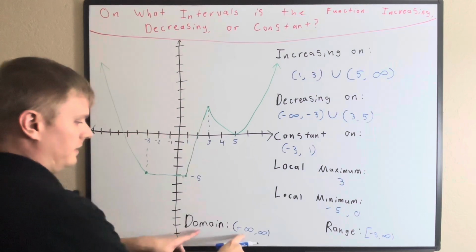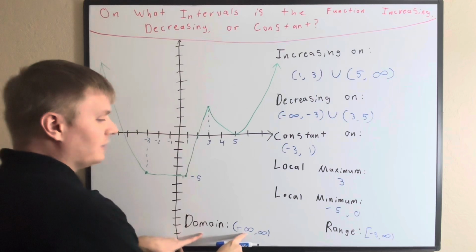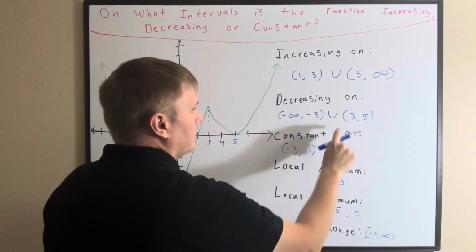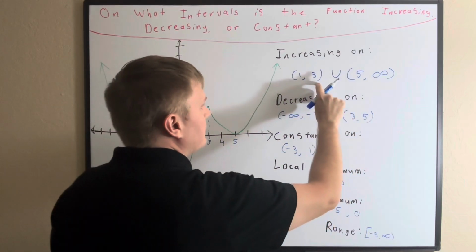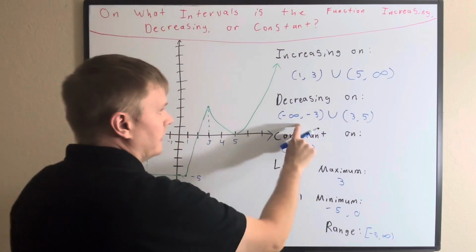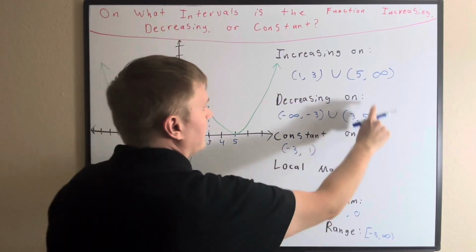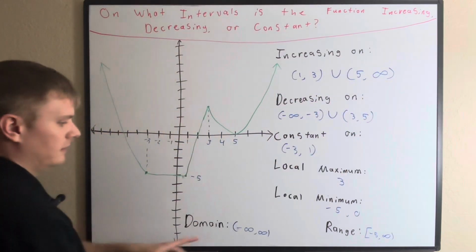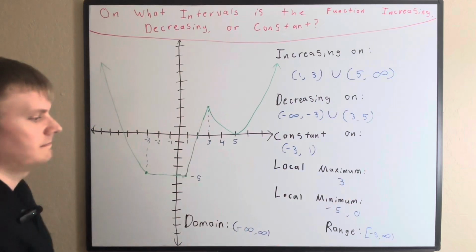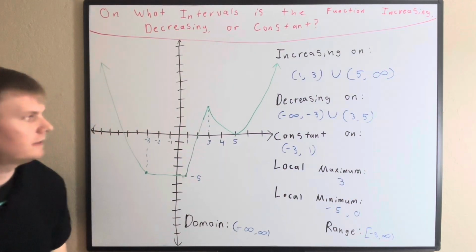So we have included the entire domain because we started at -infinity and we've included every piece of it. Well, yeah, -infinity to -3, -3 to 1, 1 to 3, 3 to 5, 5 to infinity. So we started at -infinity, ended on positive infinity. That's kind of how I check to make sure I included everything.